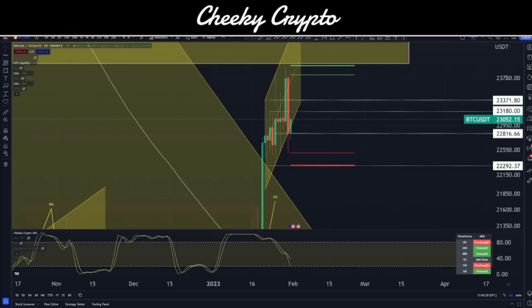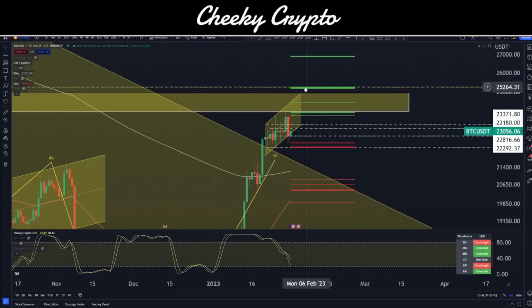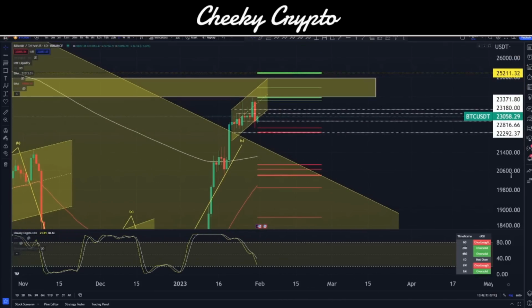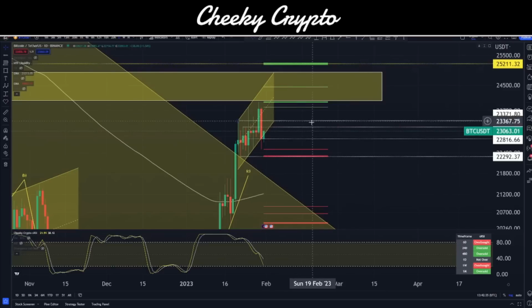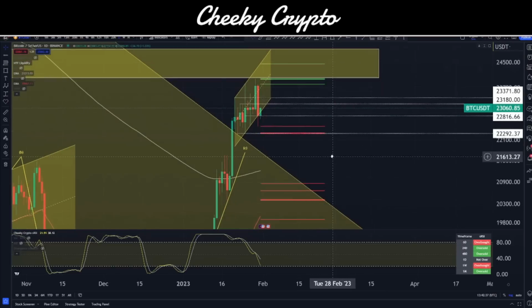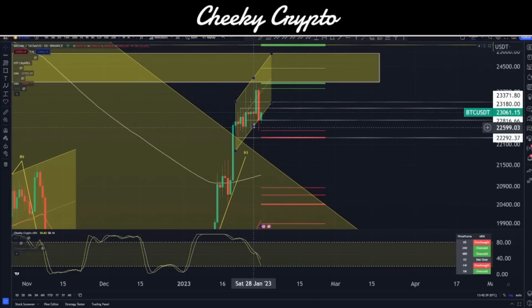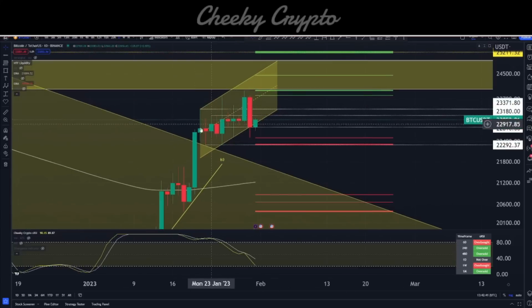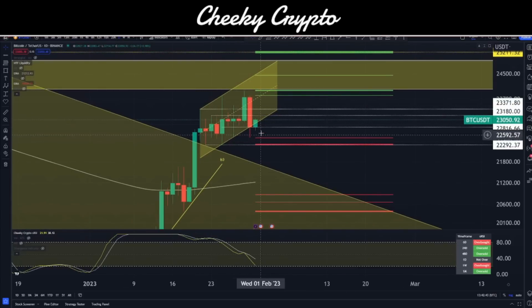If I bring this up into our daily, though, we can start to see a stack of liquidity that's still sat up there at 25k. A lot of people shorting and using that as their stop loss. Little bits a little bit higher here. We did break down out of our parallel channel here. We can see that on the daily. So again, an interesting view to keep an eye on.